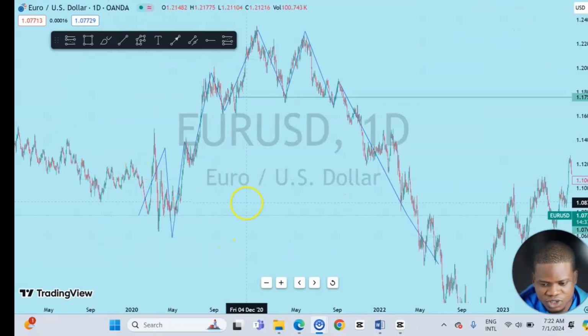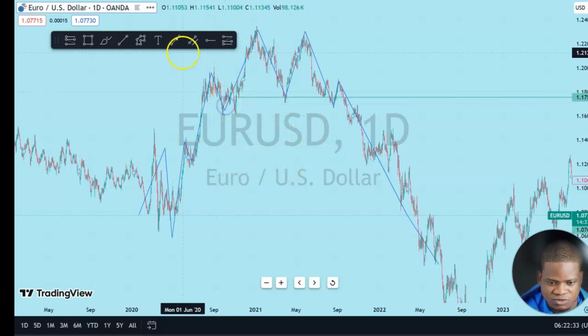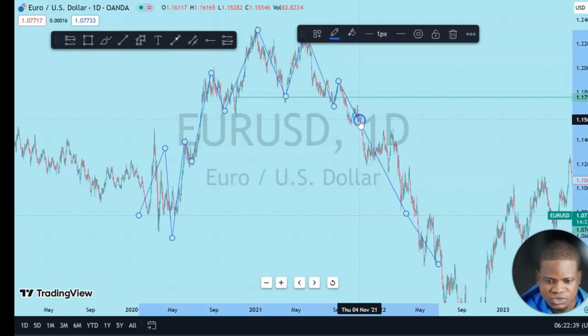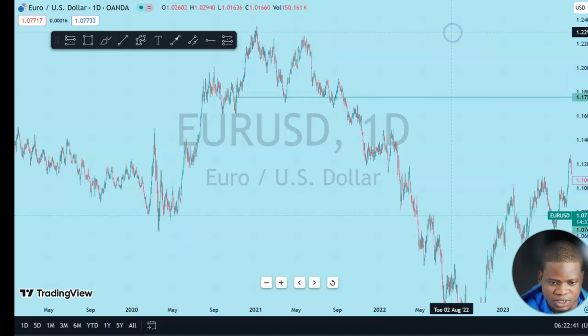How do you trade double top and double bottom? So going back to our Euro USD chart on a daily time frame, let me just get rid of all these lines. On the Euro USD daily time frame, what we see is that we have a clear double top pattern that formed when the market tried to go up here, reversed, tried to go up again, and came back to this neckline.